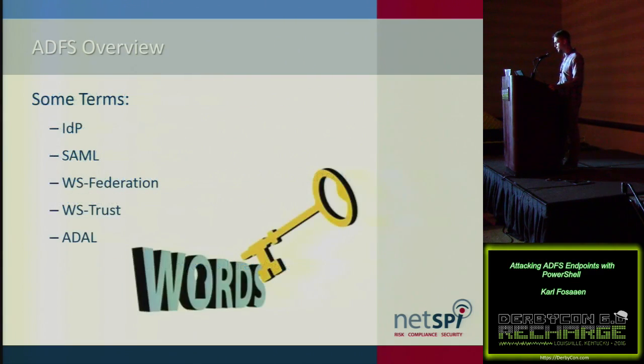We're going to talk about a couple of different terms here that probably will come up throughout the course of this talk. IDP is an identity provider. If you have ADFS hosted from somebody else or some kind of single sign-on, that would be an IDP or an identity provider. We're actually going to see one of them later on in here. SAML, WS Federation, WS Trust, and ADAL are all kind of different standards for authenticating to ADFS. We're not going to dive too deep into each of these.